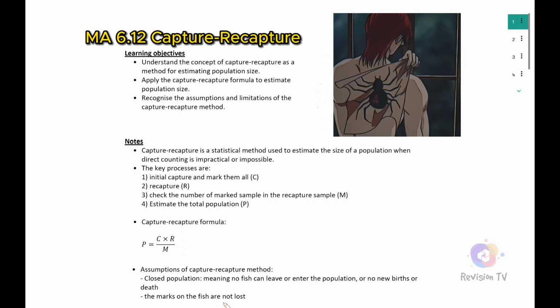A second assumption is that the marks on the fish are not lost. When you capture the first time, you put a mark on it, and you assume the mark is going to stay on the fish forever. Because when you capture a second time, if the mark is gone, a marked fish would not be counted as marked, so the number would be wrong. So you assume the mark is not lost.